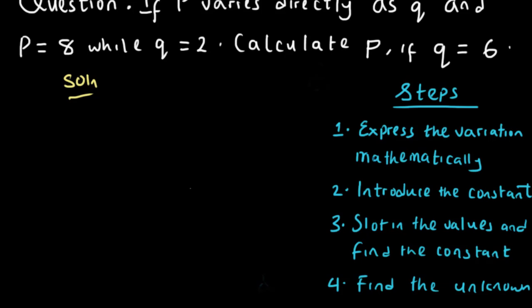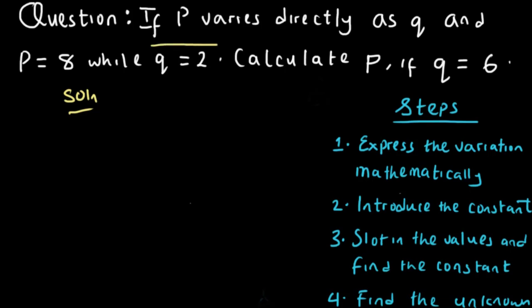Does that make sense? So the first step is to express the variation mathematically. Now let's read the question. If P varies directly as Q, now how do we represent direct variation mathematically? So we are going to be having P varies directly as Q. Can you see? This is the variation symbol. P varies directly as Q.